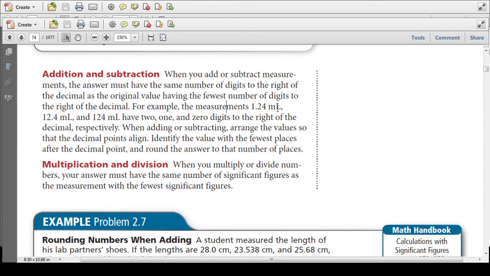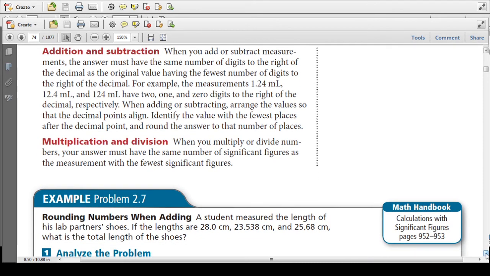For example, 1.24, 12.4, and 124 have 2, 1, and 0 digits to the right of the decimal respectively. So when adding or subtracting, arrange the values so that the decimal points align. Identify the value with the fewest places after the decimal point, and then round your answer to that decimal point.